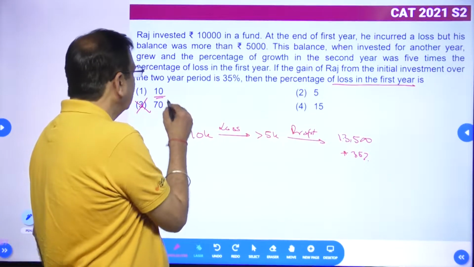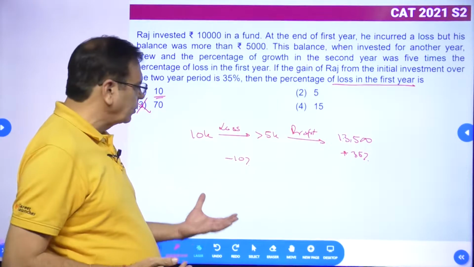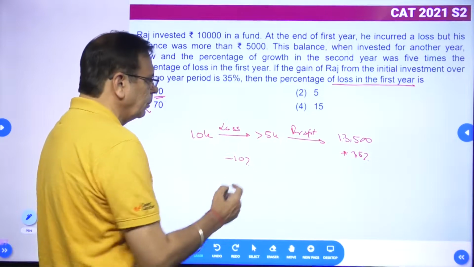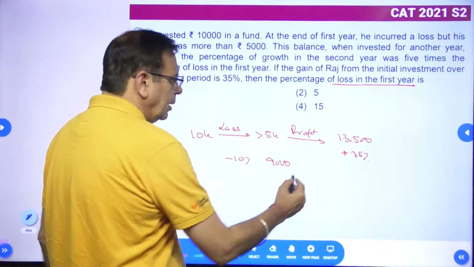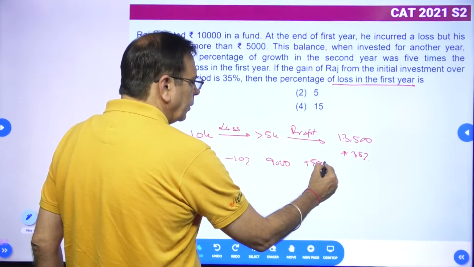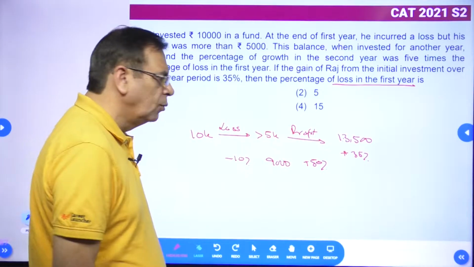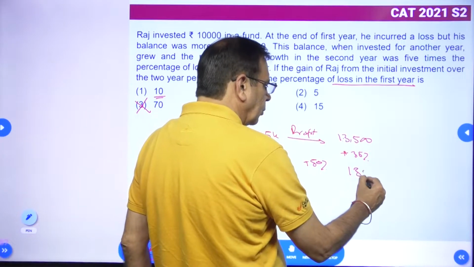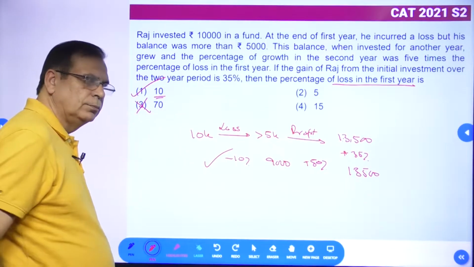So let us start by checking 10%. If the loss is 10% here, what will this become? 9,000. If the loss is 10% here, in this case, I should have a profit of 50%. What is 50% of 9,000? 4,500. It will become 13,500. That means this satisfies, this is the answer.